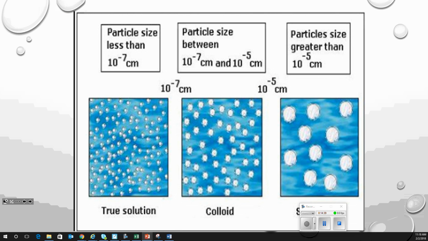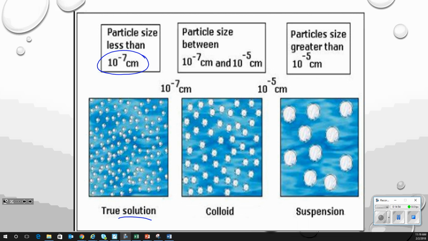So going forward here, we'll hit all this. Now, to have a true solution, I have got to have a particle less than 10 to the minus 7 centimeters big. We talked about suspension here. A suspension has to be greater than 10 to the minus 5th. Well, we have this point in between here and here. These are what is known as colloids. So they're the in-between, the go-between.